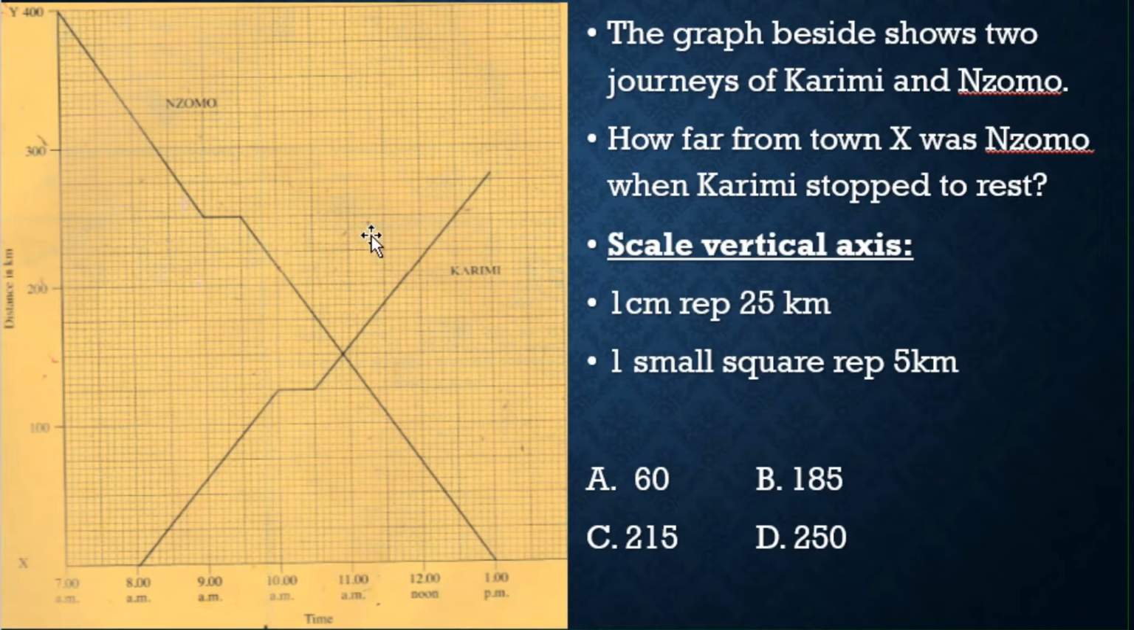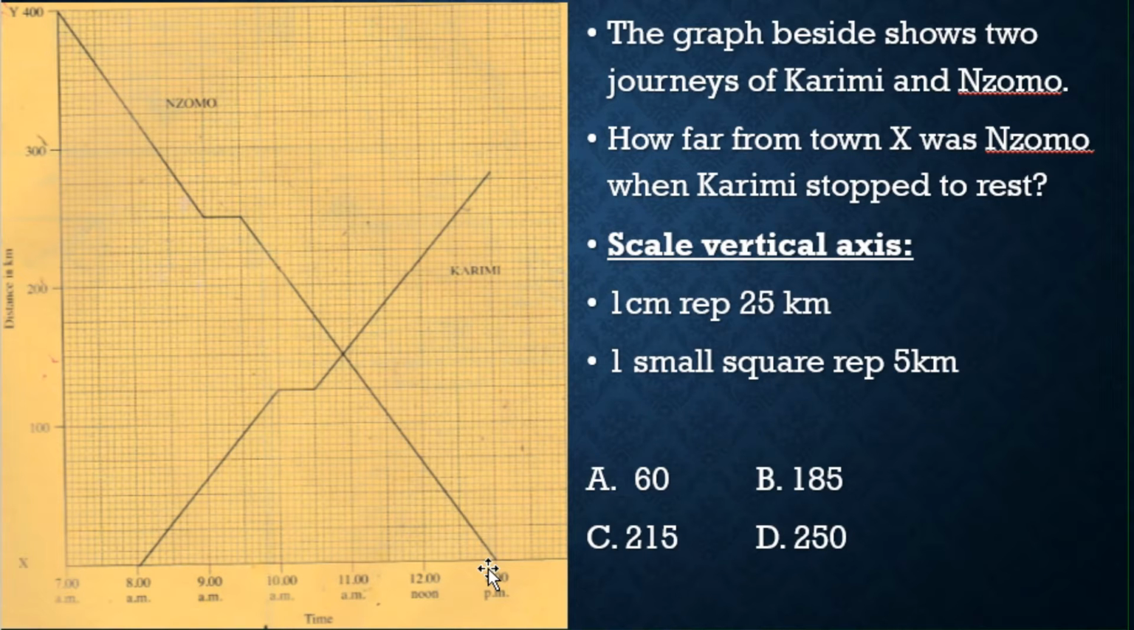Then Zomo is traveling in the opposite direction. His journey starts at point Y at the top here. He moves down, rests for 30 minutes, continues moving down up to point X and arrives at 1 p.m. So it's important to know who is Karimi and who is Zomo.